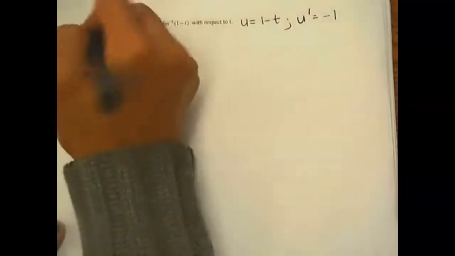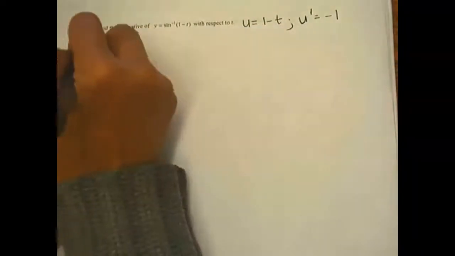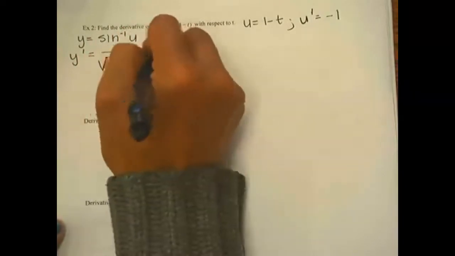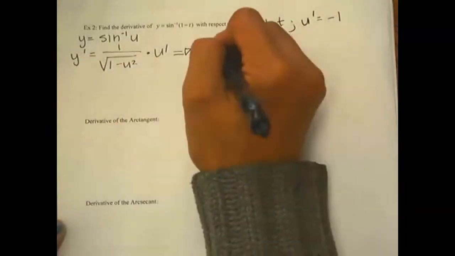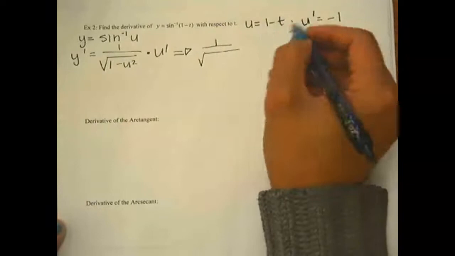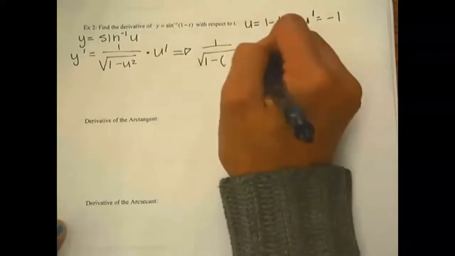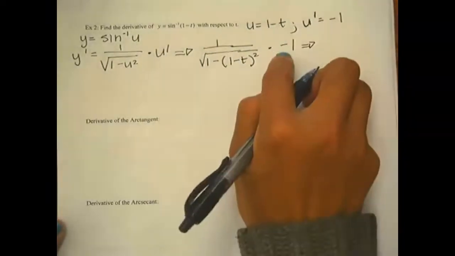Okay. So right now I'm going to write y equals sine inverse of u. And you're asked to take the derivative, which is really y prime. So the derivative, according to the formula, is 1 over square root of 1 minus u squared times u prime. That's the formula. From here, we're just going to plug in u and u prime. So it's going to be 1 over square root. U is going to be 1 minus t. So copy the 1 over, minus u squared. So that's really 1 minus t, squared. Times u prime, which is -1.